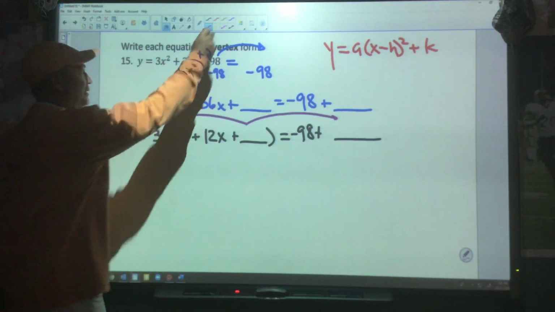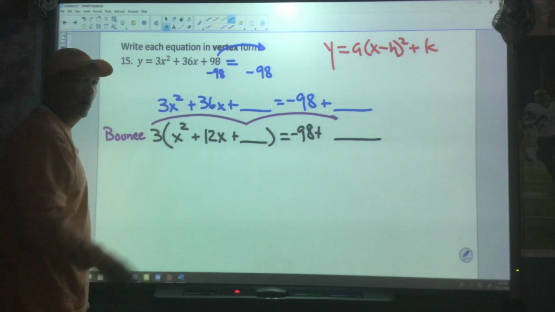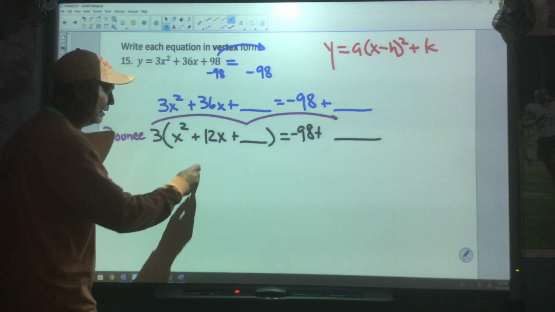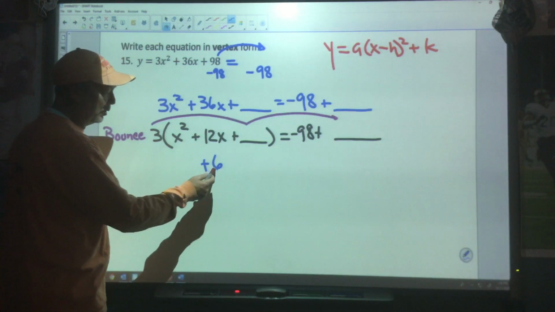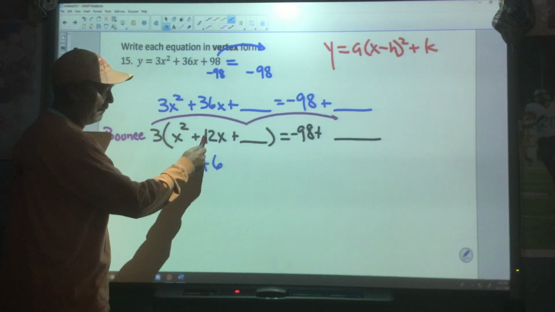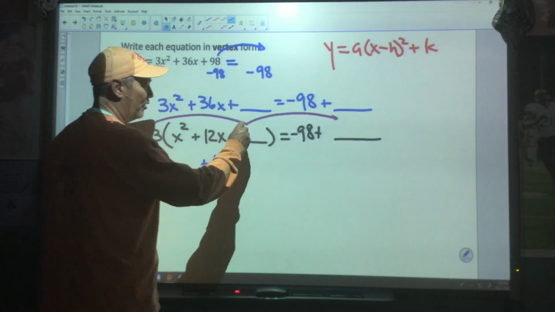Next step, we're going to take half. What is half of 12? Half of 12 is a positive 6. We need to square this, because half of b is 6. We're going to square it. 6 times 6 is 36.